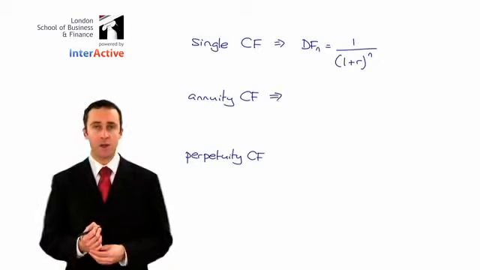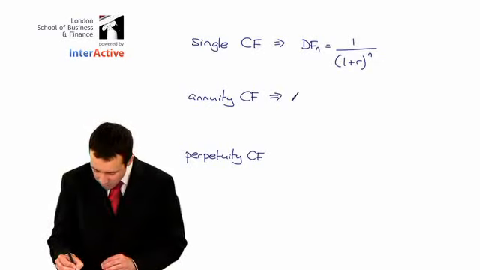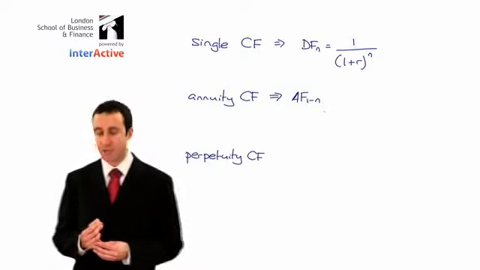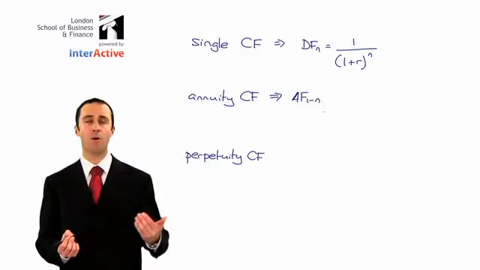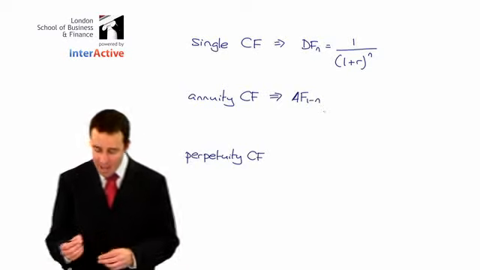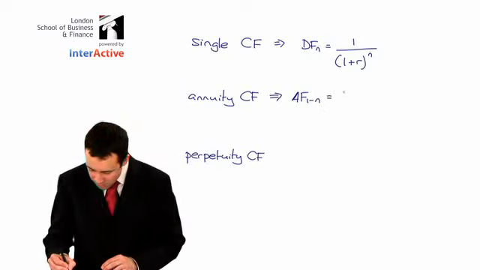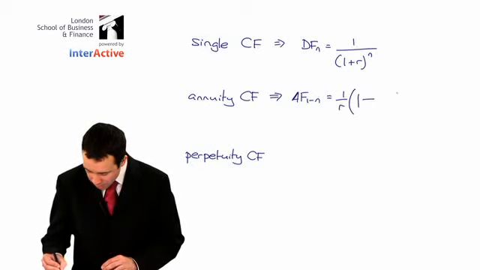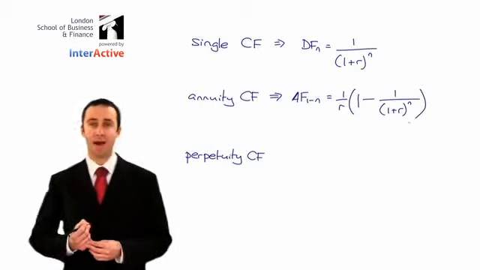If you have an annuity cash flow, so a series of constant annual cash flows starting in a year's time, so at T1, and lasting for several years up to Tn, then your annuity factor formula is 1 over your discount rate multiplied by 1 minus 1 over 1 plus your discount rate to the power of n.